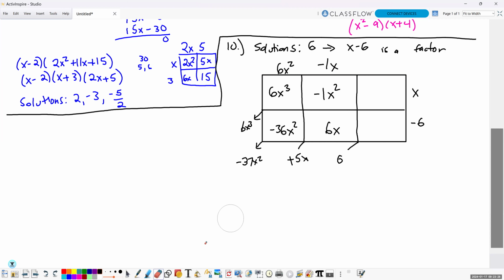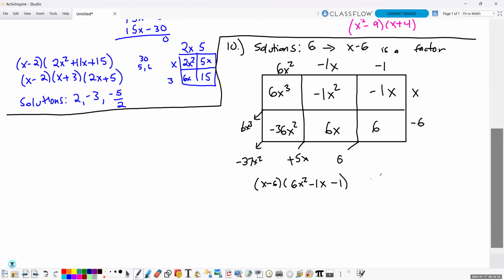See, I realized I had a mistake. Go back and check. I copied the problem down wrong. That should be a plus 5x now that I look back at the original problem. So 5 minus 6 is negative 1. Negative 1x divided by x is negative 1. Multiply back, I get 6. 6 minus 6 is 0. This is fantastic. So now I've got x minus 6 times 6x squared minus 1x minus 1.